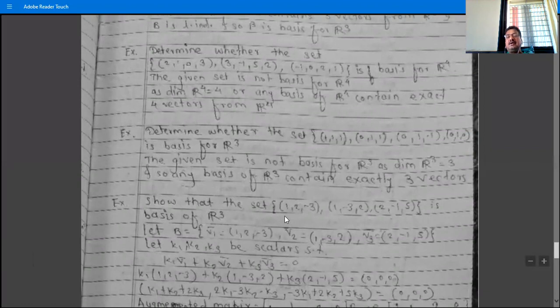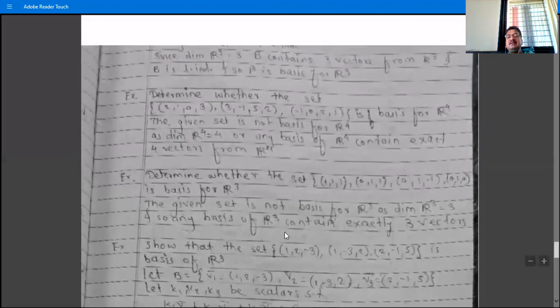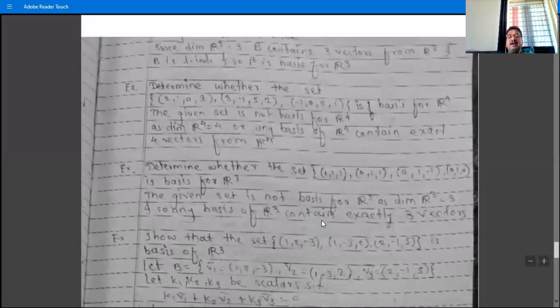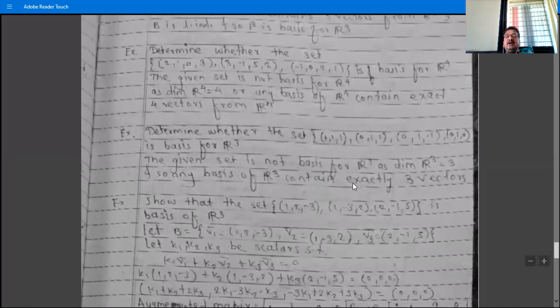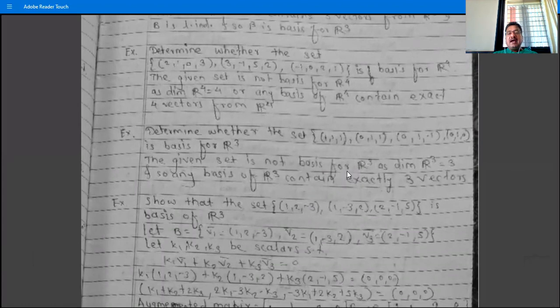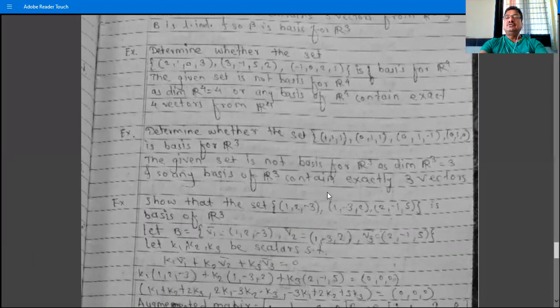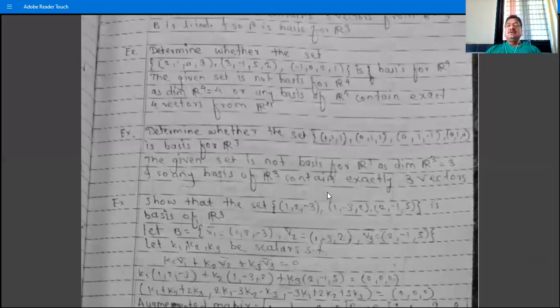In order to show that a set is a basis, we say just show the set is linearly independent, but only when the dimension of V and the number of elements in that set are the same. If the dimension of the vector space V and the number of elements in the set are different, in that case we say that the set is not a basis for that vector space. Then there is no need to show the two conditions, not even one condition.